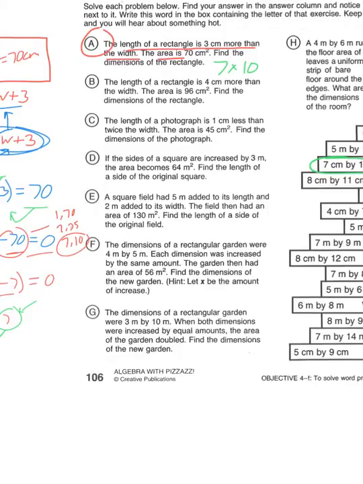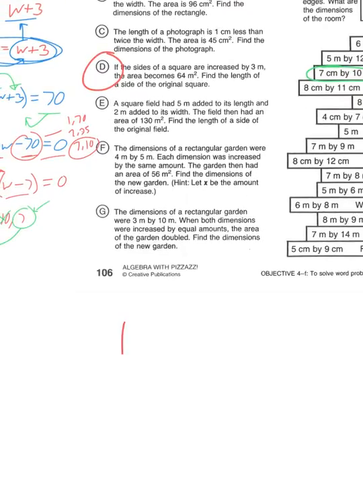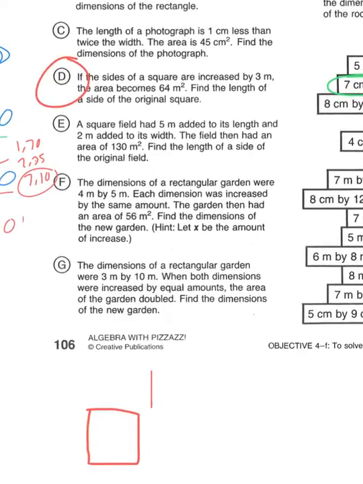Okay, let's look at another problem then. I'm going to jump to letter D now. This one talks about a square. So right away I'm going to draw my picture here, and then I'll start filling in information that they give me. Good enough for a square, you get the idea? It says if the sides of a square are increased by 3 meters, then the area becomes 64 meters squared. So find the length of a side of the original square.